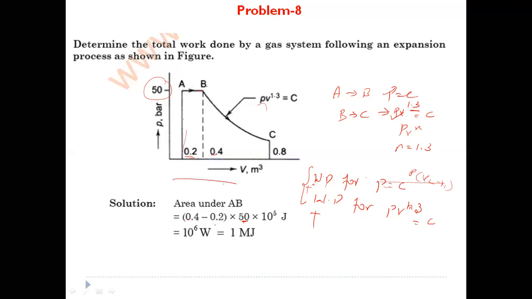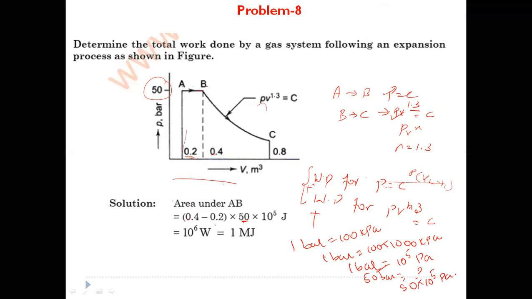Since the pressure is given in bar, we convert bar into pascals. 1 bar is equal to 100 kilopascals, that means 100 into 1000 pascals, so 1 bar is equal to 10^5 pascals. Since we have 50 bar here, we multiply: 50 into 10^5 pascals. We have converted bar into pascals in order to get our work done in joules.